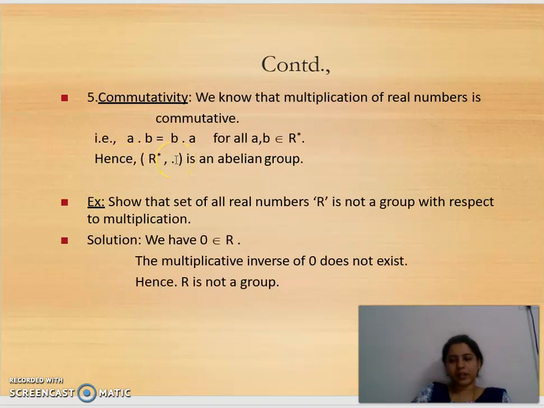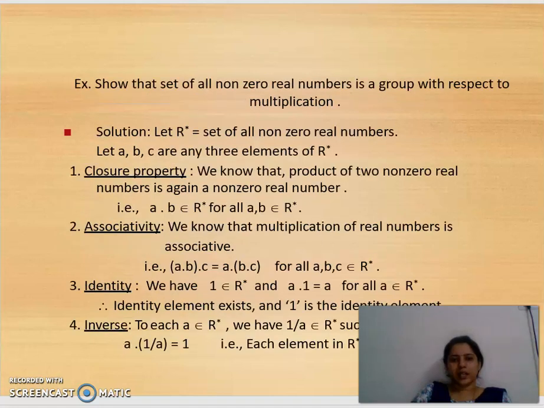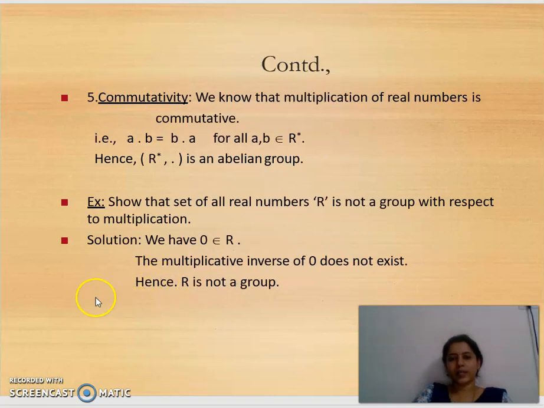Check whether it also satisfies the commutative property or not. The commutative property is A dot B is equal to B dot A. If you take any two real numbers, multiplication of AB is equal to multiplication of BA. So it also satisfies the commutative property. So the real numbers under multiplication, R comma multiplication, is both a group and an abelian group.